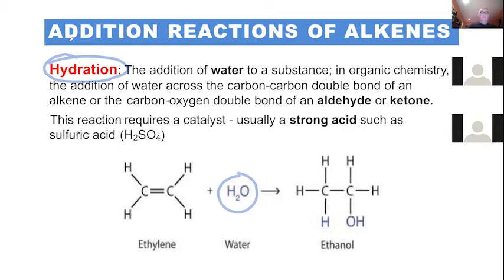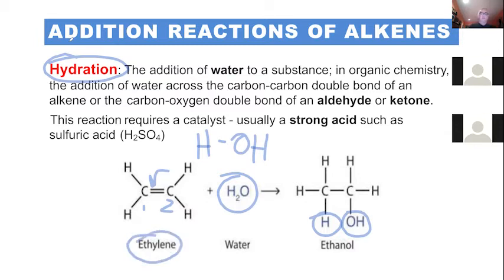this basically splits, and we get hydrogen being added to one of the carbons and a hydroxyl group added to the other. So here's the double bond. It gets broken, and so let's look at carbon 1 and carbon 2. Carbon 1 gets the hydrogen, and carbon 2 gets the hydroxyl. And so we go from ethylene to ethanol.